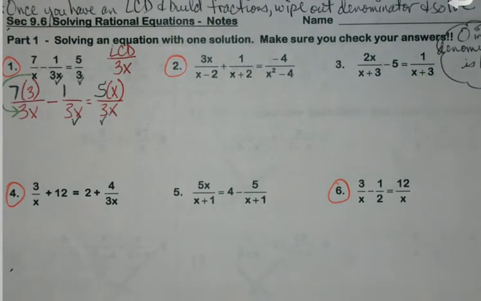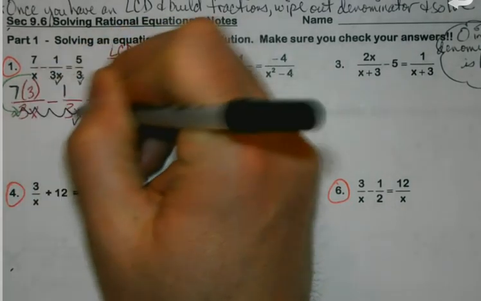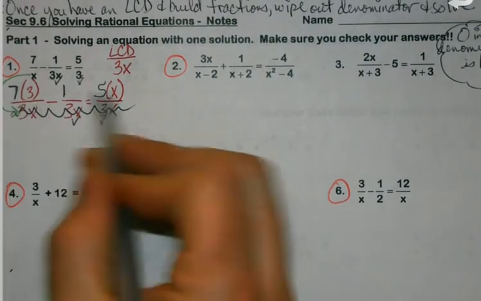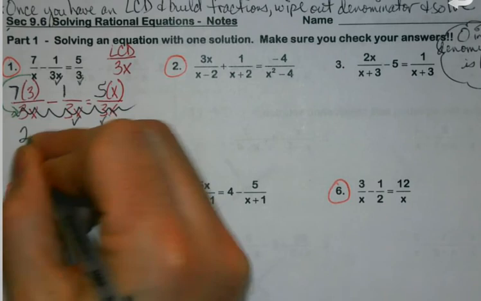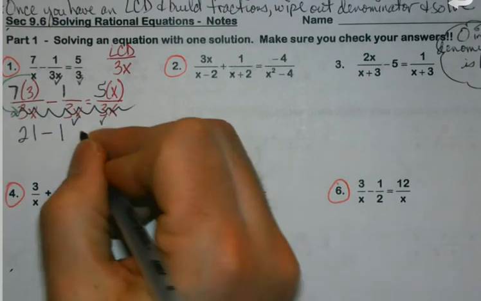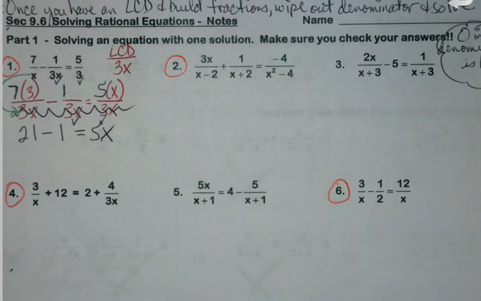Once I do that, once my fractions are built, I don't need the denominator anymore. I kind of just say, thanks for helping me out, get out of here. Because now I just take what's left, so 7 times 3 is 21, minus 1 equals 5x and solve it.